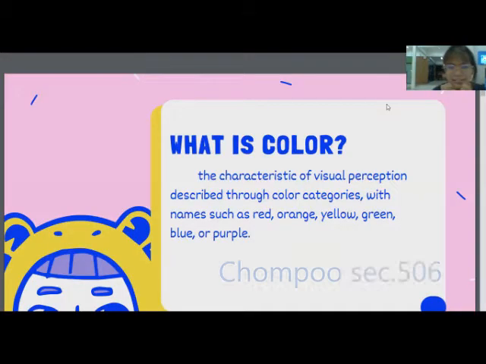What is color? Color is the characteristic of visual perception described through color categories with names such as red, blue, green, yellow, pink, or any color. Color categories and physical specifications of color are associated with objects through the wavelength of the light that is reflected off from them and their intensity. This reflection is governed by the object's physical properties, such as light absorption and emission spectrum.